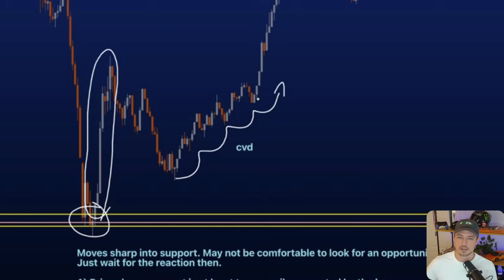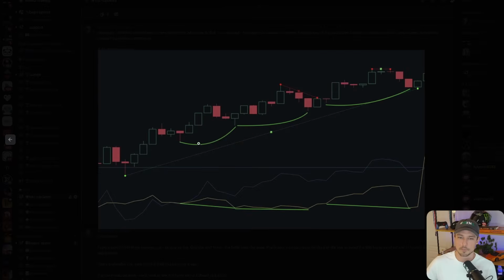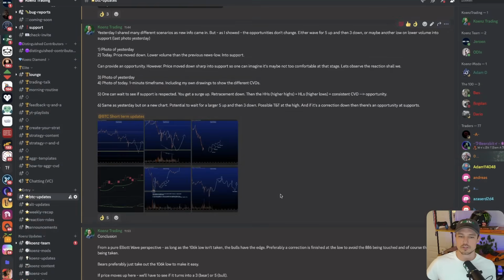You get the higher highs and higher lows with consistent CVD, which you can see here. Up, up, up. Line, down, down, down. Bullish CVDs as price is climbing after touching support. So if the move down into support was too high risk, or you're not comfortable because it's moving down quick, you observe the reaction.